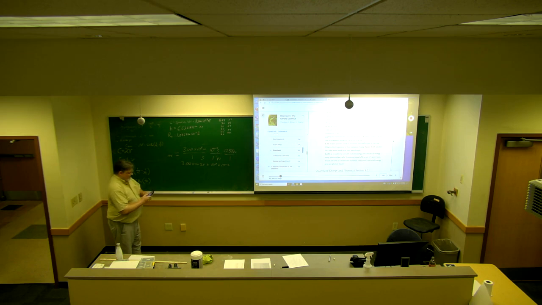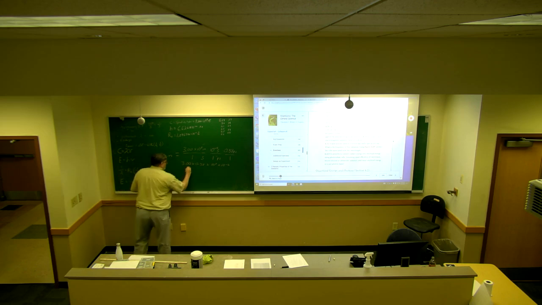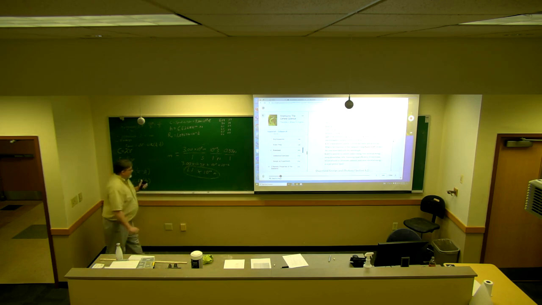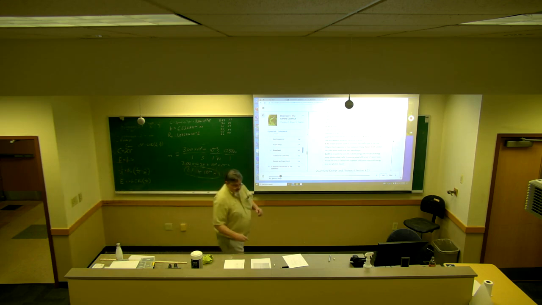3 times 0.38. This part is 1.14. That's what my calculator says, but really it's 1.1 because of 2 significant figures. 1.1 times 8 minus 12 is 10 to the negative 4. That's the answer. How far it travels.